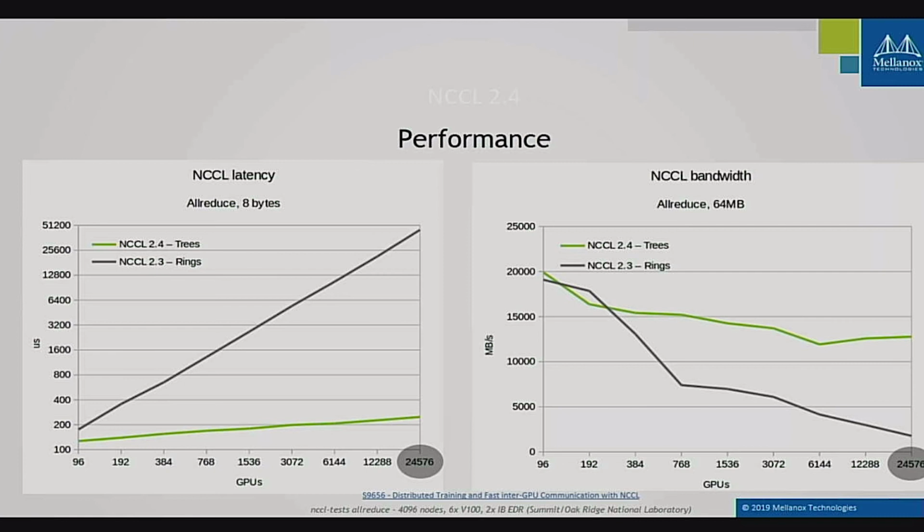And the main reason I'm showing that is not because I care about trees versus ring. The nice thing is if you look at this number, this is the number of GPUs in this benchmarking. 25,000 GPUs in a single benchmark. That's the largest I've ever seen. It was run on Summit, the largest supercomputer today.